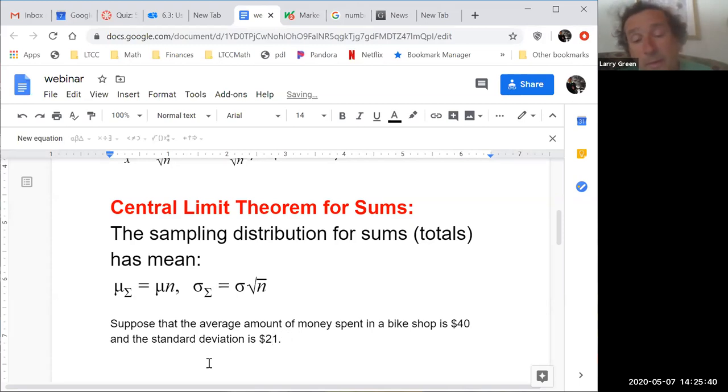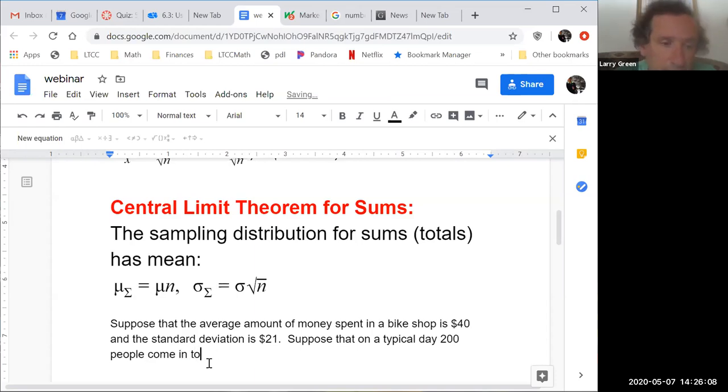Okay, it's going to be a pretty big standard deviation. Some people are going to buy the bike, right? Okay. Suppose that on a typical day, 200 people come into the bike shop.